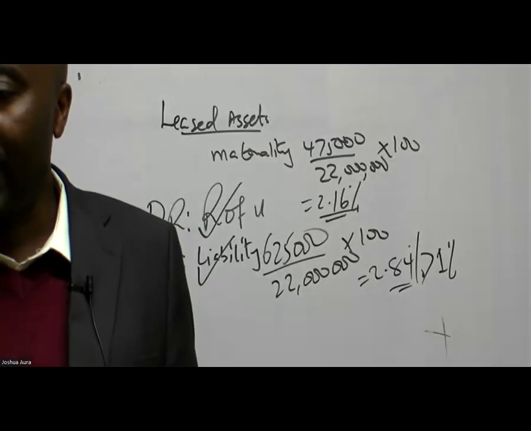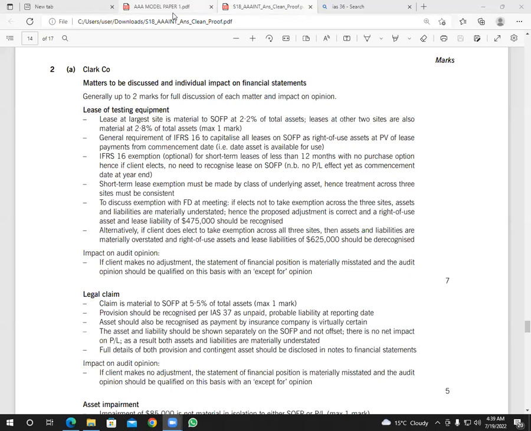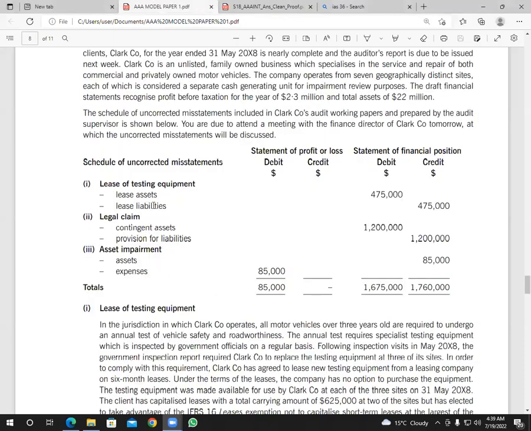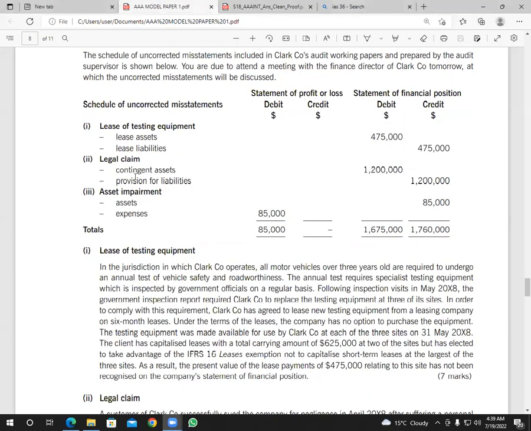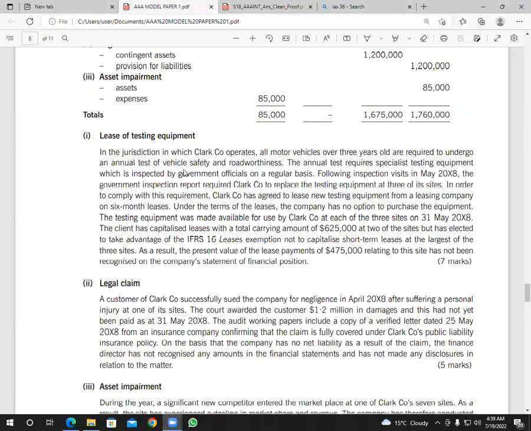So the second case scenario, what do we have here? In this second case scenario, this is what we have. The concept of the lease claim, there's an error of 1.2 million, right? So you're told a legal claim.